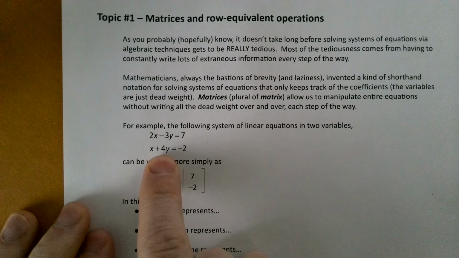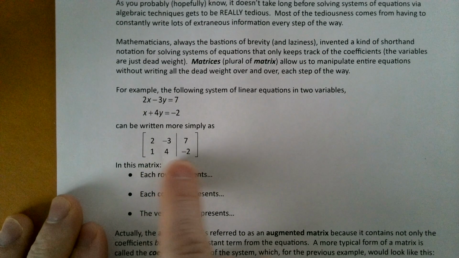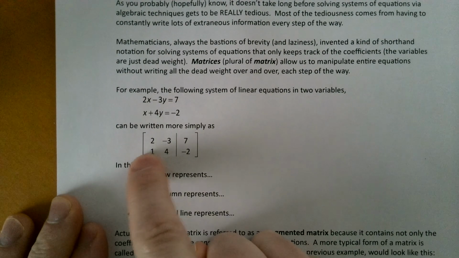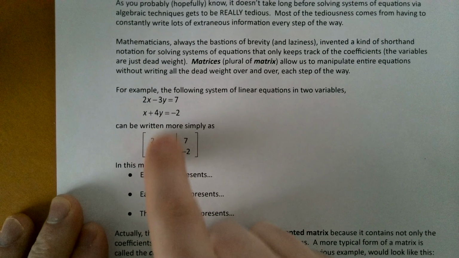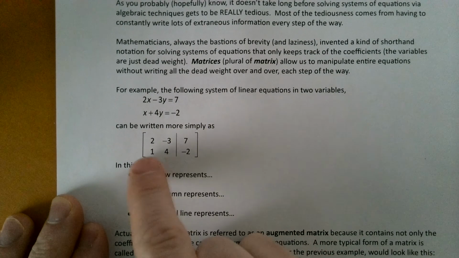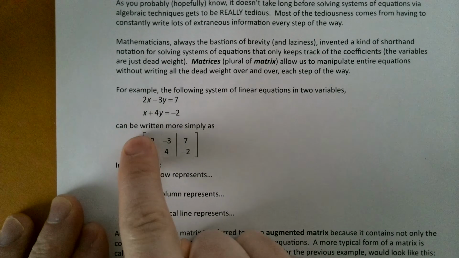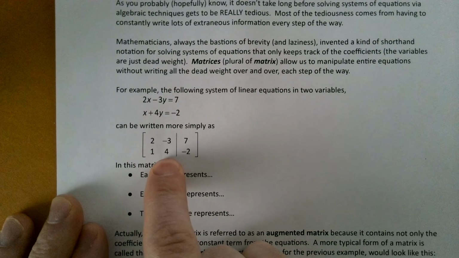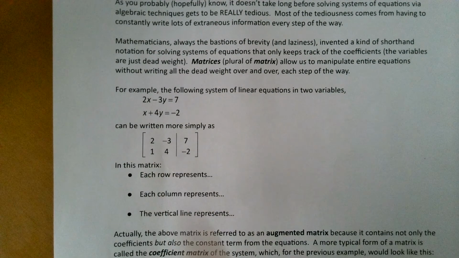Matrices is a plural of matrix. Essentially what we do is we take this linear system and we rewrite it in the following ways. Note, an entire equation becomes a row, and then the columns correspond to the different parts of the equation. For example, the 2 and the 1 are the coefficients of a column of x's. The negative 3 and the 4 are the coefficients of the column of y's, and then these are like the solutions, or what the equation is equal to.